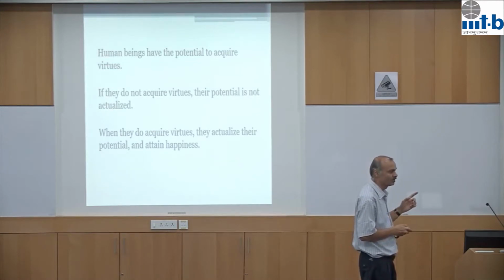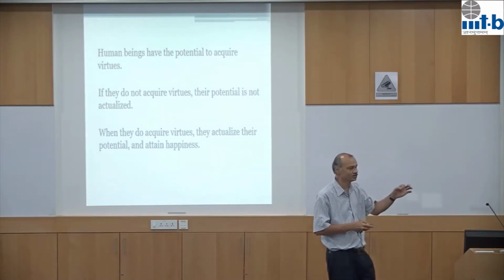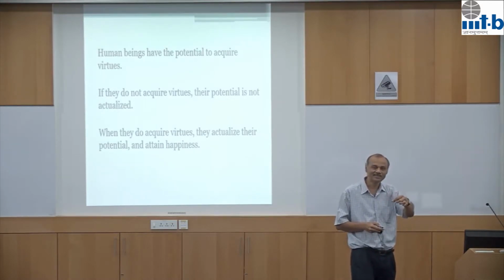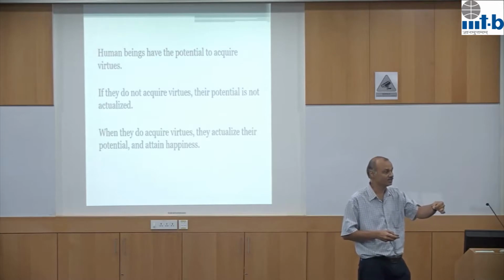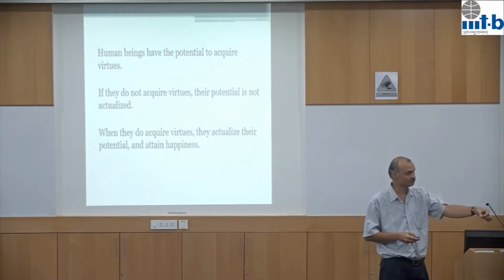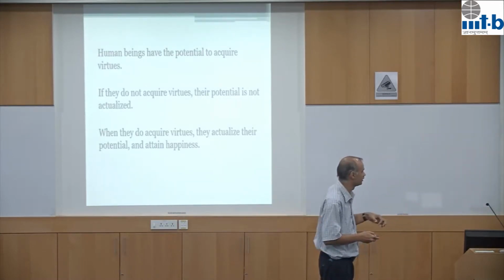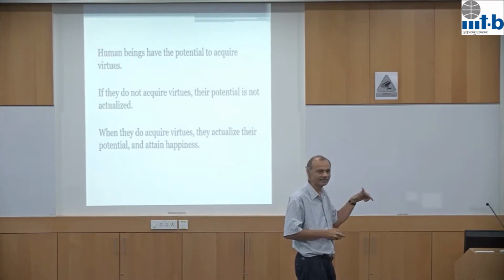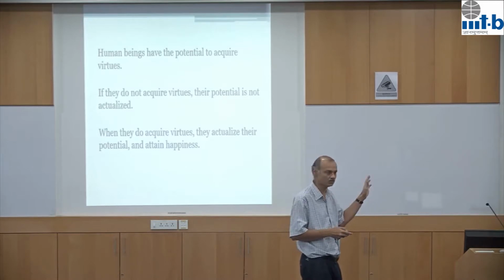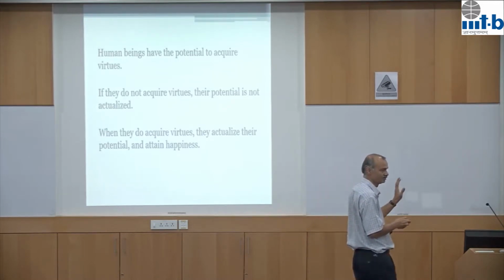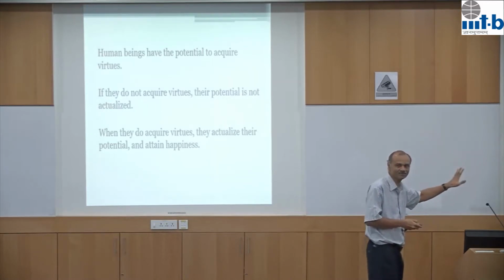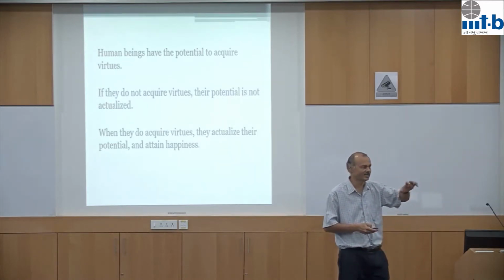So Aquinas said if they do not acquire virtues, that potential is not actualized. So in some sense, they are not fulfilling, to Aquinas, the purpose of their life if they don't acquire virtues. And when they do acquire virtues, they attain eudaimonia, which is what Aristotle had also said. So again, Aquinas affirms the causality that Aristotle talked about.